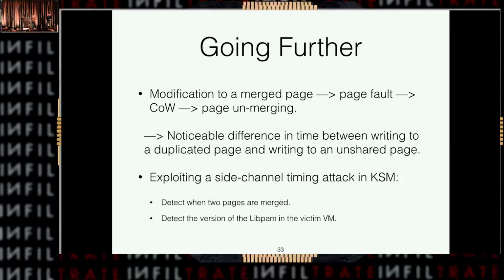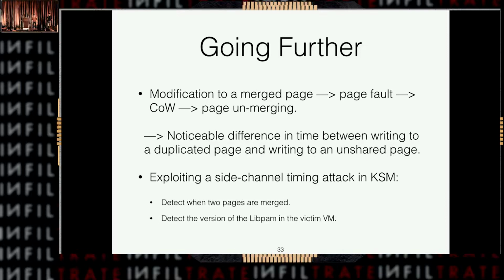And this is also useful because recall that we assume that we know the version of the libpam that is in the victim VM. And we could know, for example, that the victim VM is a Debian, and we could try to download all the versions of the libpam in archive.debian.org, for example, load them into the attacker VM, and just try to wait a little bit, maybe detect when the pages are merged, and try to write on each version of the libpam.